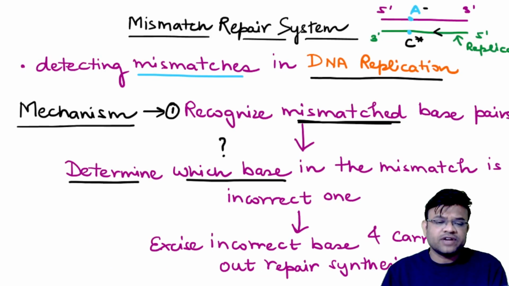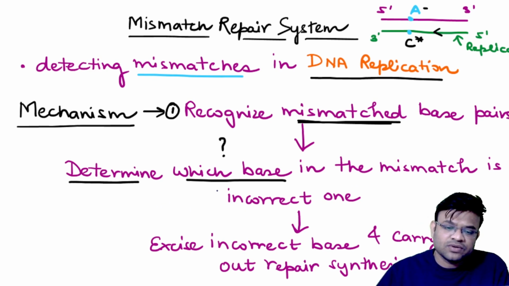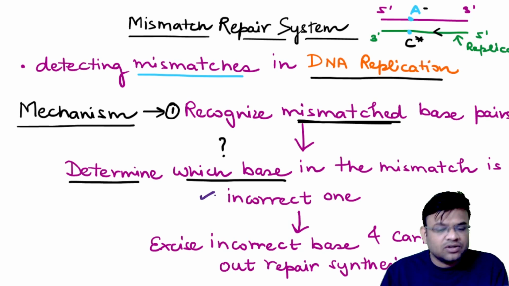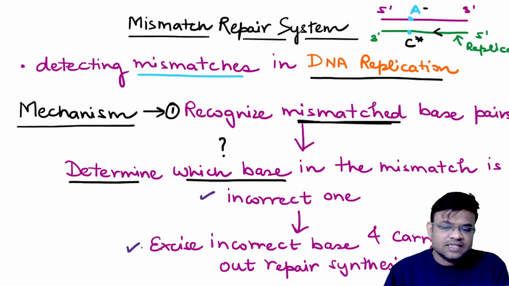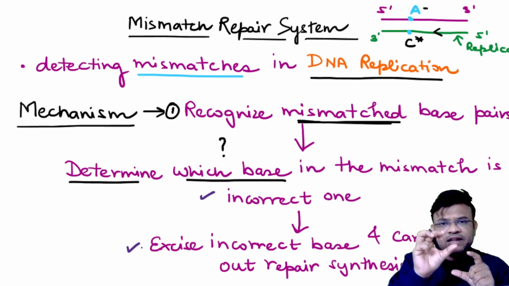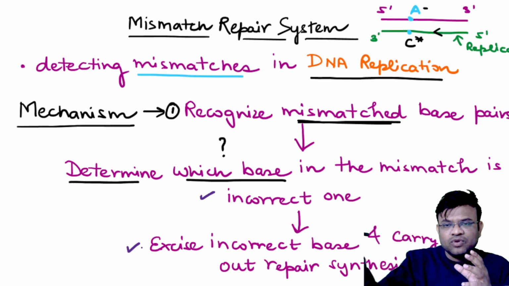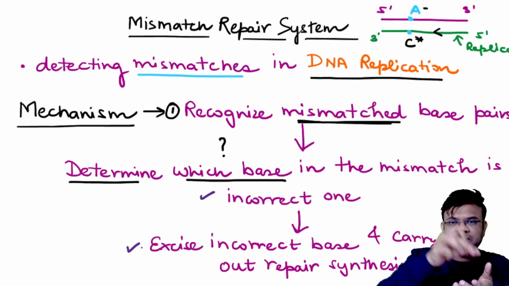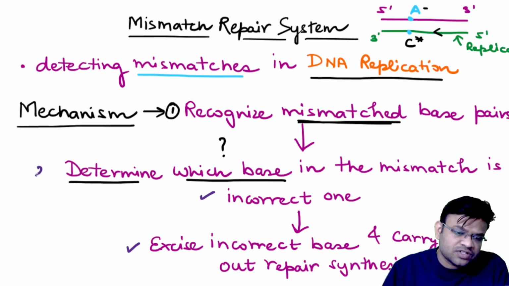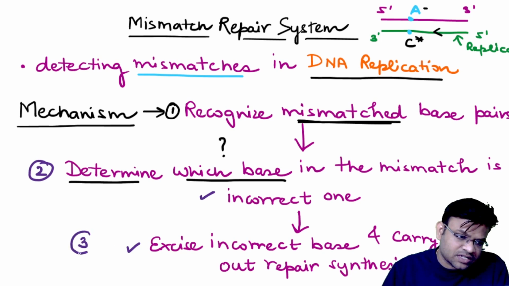Coming back to our original slide: determine which base in the mismatch is the incorrect one. Again, you get the answer by simply looking at which is the methylated strand. The methylated strand would be the parent strand and the non-methylated strand would be the daughter strand. Now the next step is to excise the incorrect base and carry out repair synthesis. This means that the incorrect or faulty nitrogenous base is taken out from here, and the correct base is brought in, and the repair synthesis is performed. So this was the first step, the second step, and this is finally your third step.